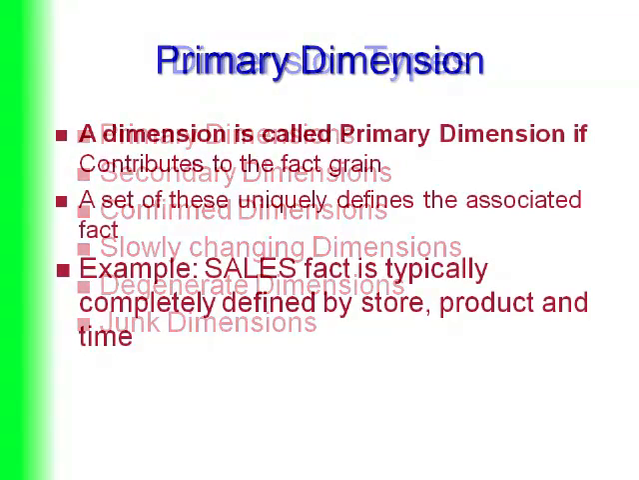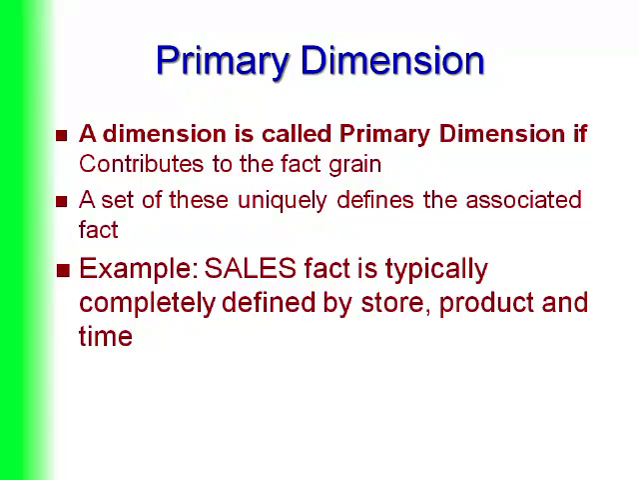Primary dimension. If any dimension contributes to the fact grain, then it is called a primary dimension. So when you consider the set of primary dimensions, they uniquely define the associated fact.